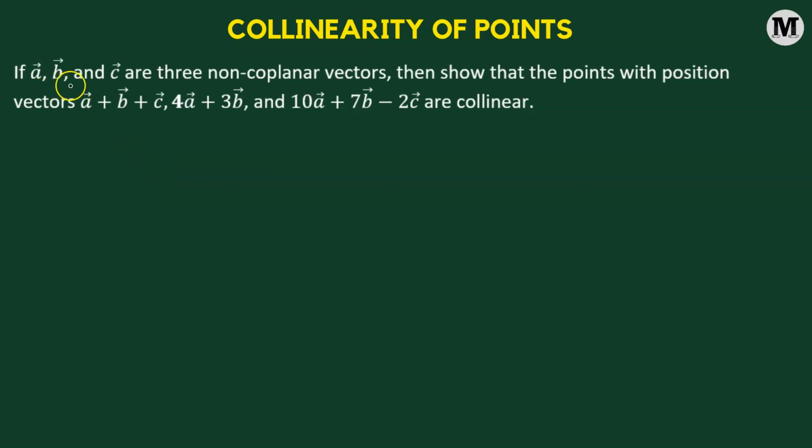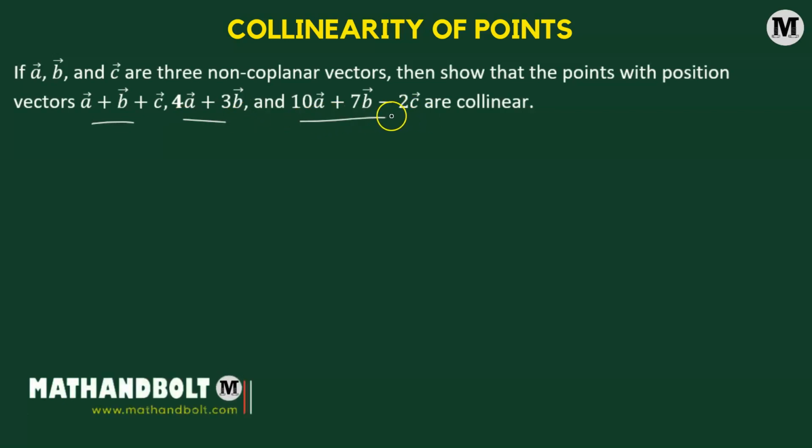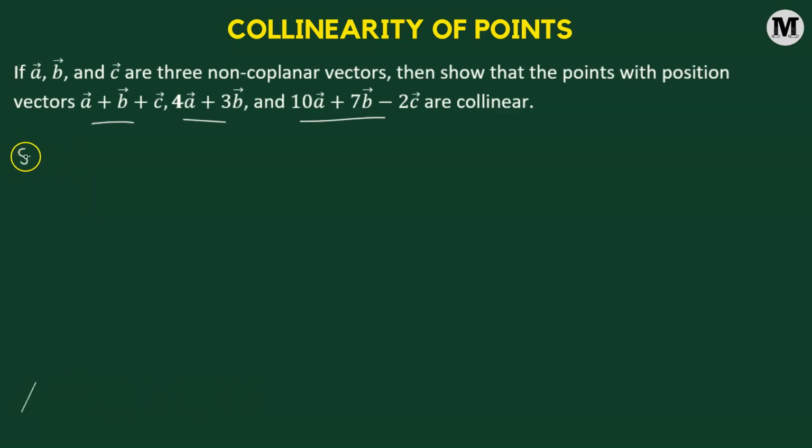If A vector, B vector and C vector are three non-coplanar vectors, then show that the points with these three position vectors are collinear. Okay, let us begin. So first, we'll consider 3 points.